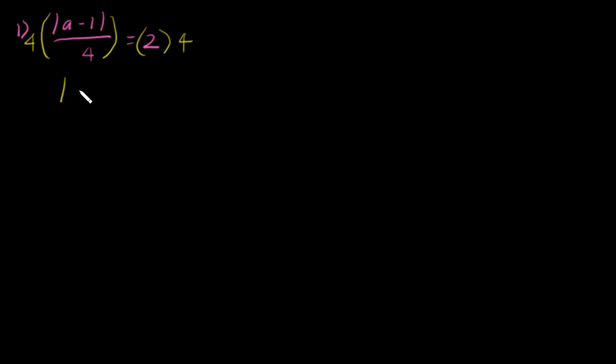In doing so, on the left side, I have the absolute value of a minus 1, and on the right side of the equation, I have 8. Now, in order for me to remove the absolute value signs, I have to make it into two equations. The first is going to be the positive.